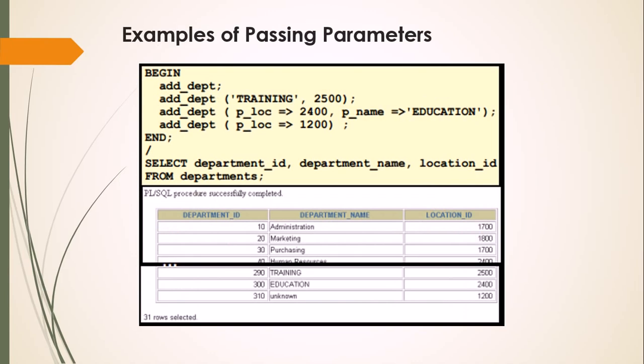Example of passing parameters. Begin add_dept training, 2500; add_dept, the value is 2400, pname is education; add_dept, the value is 1200 and 2000. And then select department_id, department_name, location_id from departments.